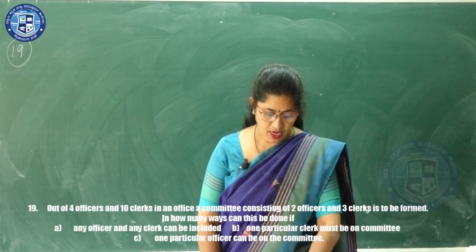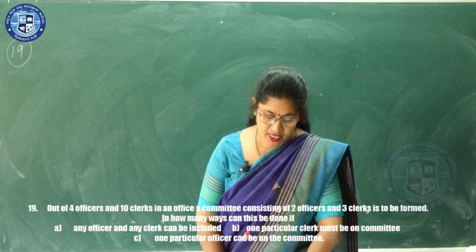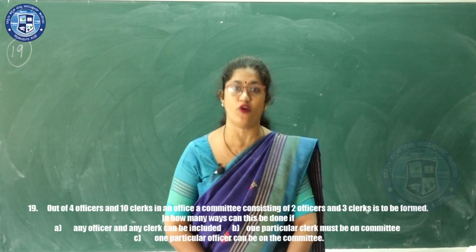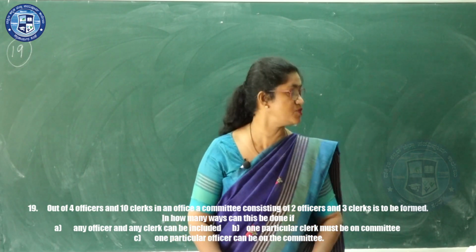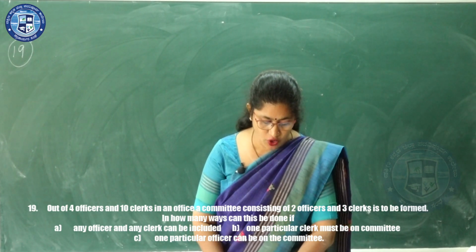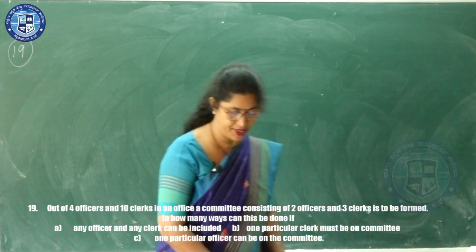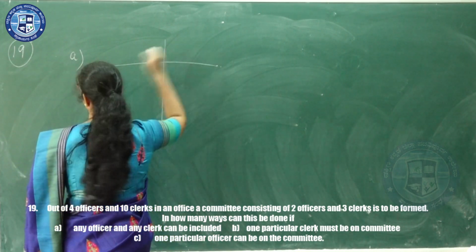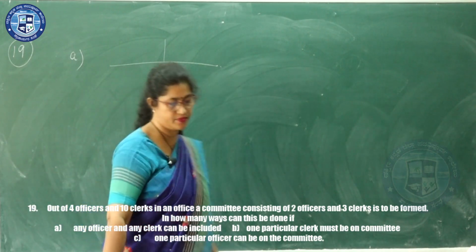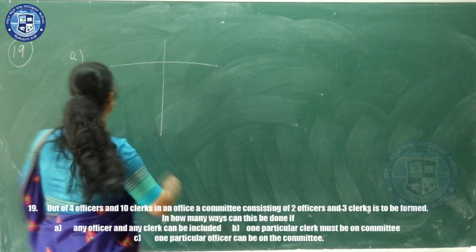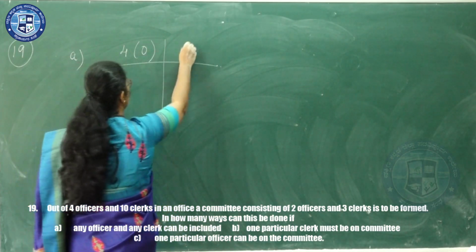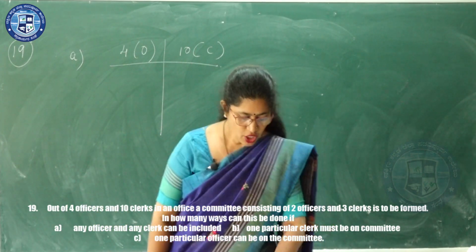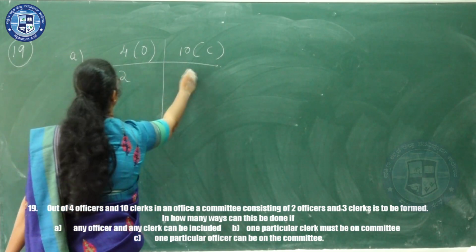Question 19. Out of 4 officers and 10 clerks in an office, a committee of 2 officers and 3 clerks is to be formed. In how many ways can this be done? If any officer and any clerk can be included. So let us see option A. Totally there are 4 officers and 10 clerks, and we are asked to choose 2 officers and 3 clerks.